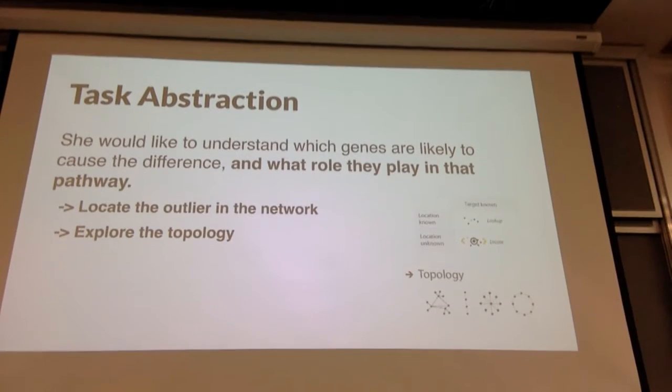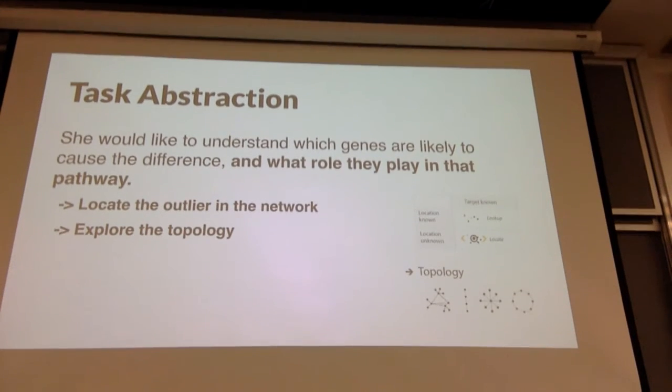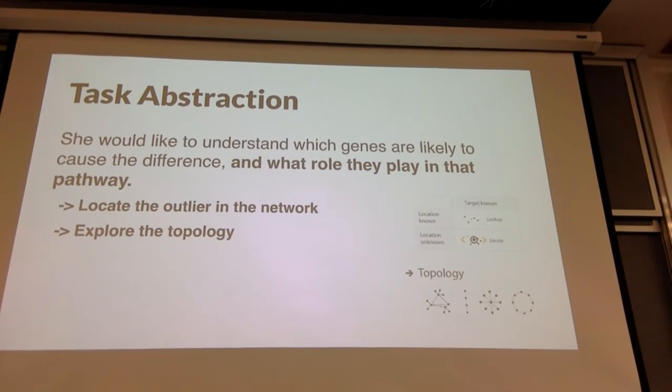And then the second part of this is related to the pathway. She would also like to understand which genes are likely to cause a difference and what roles they play in the pathway. And this is really about understanding the environment of the pathway, right? Where is this node in the network? So you now need to locate the outliers that you've previously identified in that pathway, and from there on out, explore the topology to understand what those are.